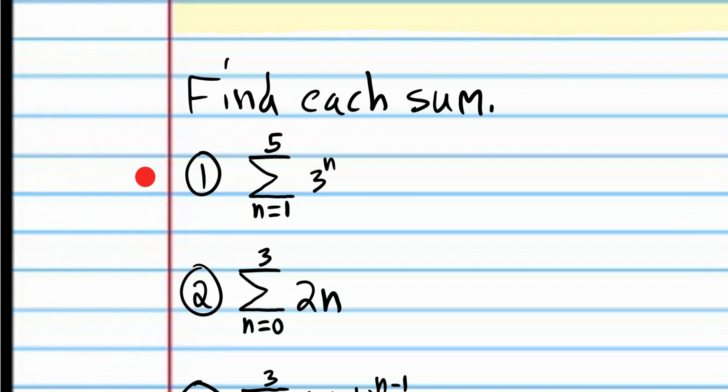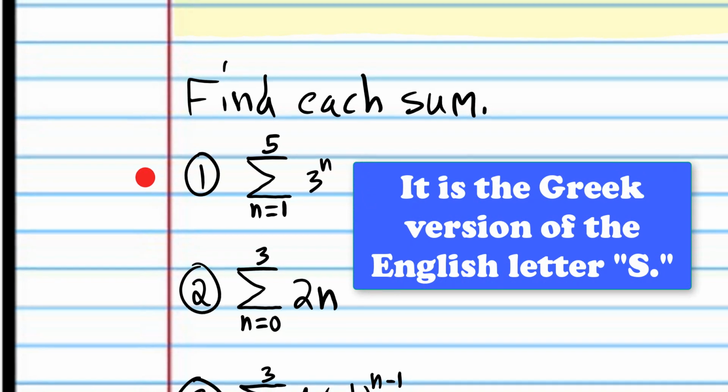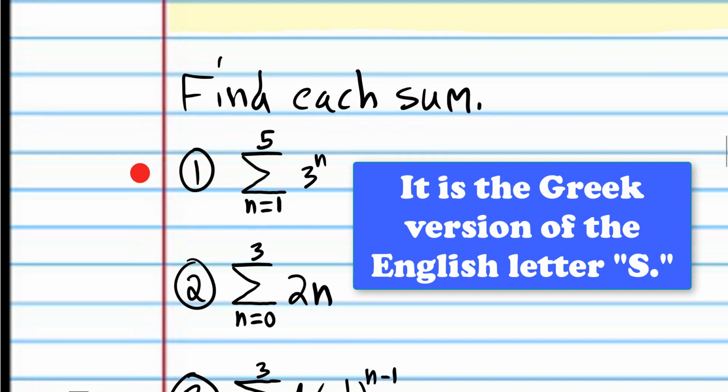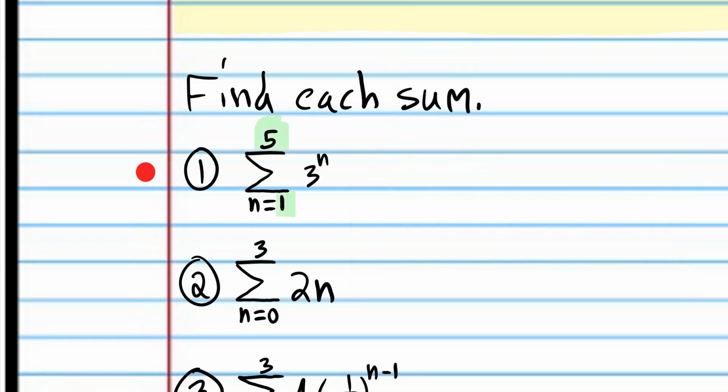So this here is a symbol that we again call sigma, and sigma is the capitalized version of our S, the English letter S, and sum starts with S. So whenever you see a sigma symbol, that means that you're going to be calculating a sum. And these numbers at the top and the bottom are the bounds of the sum. They tell you where to start the sum and where to end the sum.